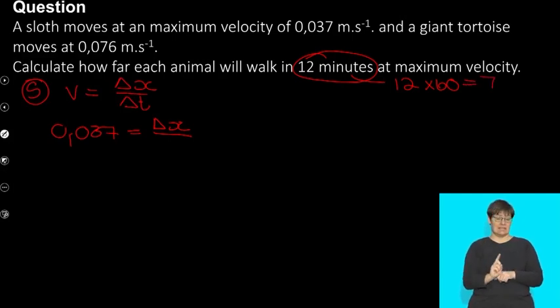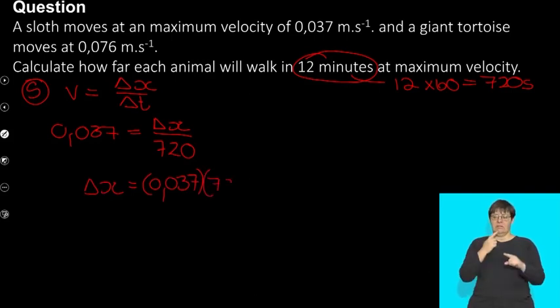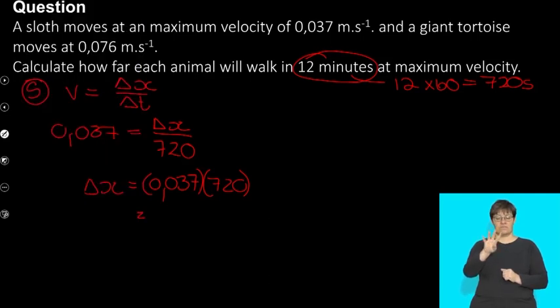12 times 60 is 720. Please be careful. It's not a difficult question, but where do we end up losing marks? We forget that it needs to be in seconds. So this is 720. To get delta x, I'm going to go 0.037 times 720. Again, our trusty calculator. And we get 26.64 meters. That's very slow. But that's what we expect.